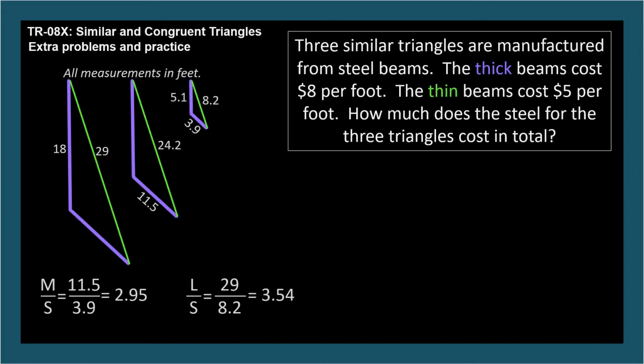We can use that length and the medium to small ratio we already know to determine the length of the medium triangle's vertical side. 5.1 feet times 2.95 equals 15.0 feet. Now there's just one more side we don't know yet. It's on the large triangle, which is 3.54 times as long as its corresponding side of the small triangle. 3.9 feet times 3.54 equals 13.8 feet.